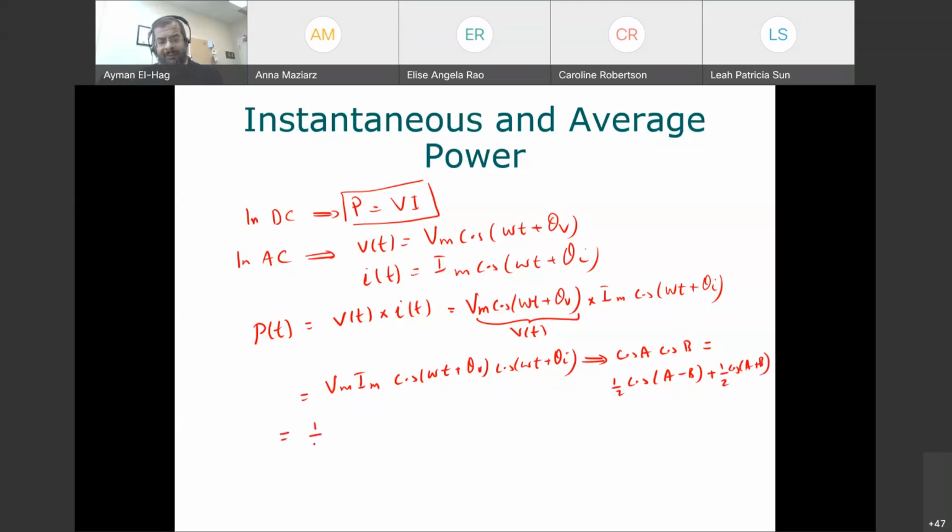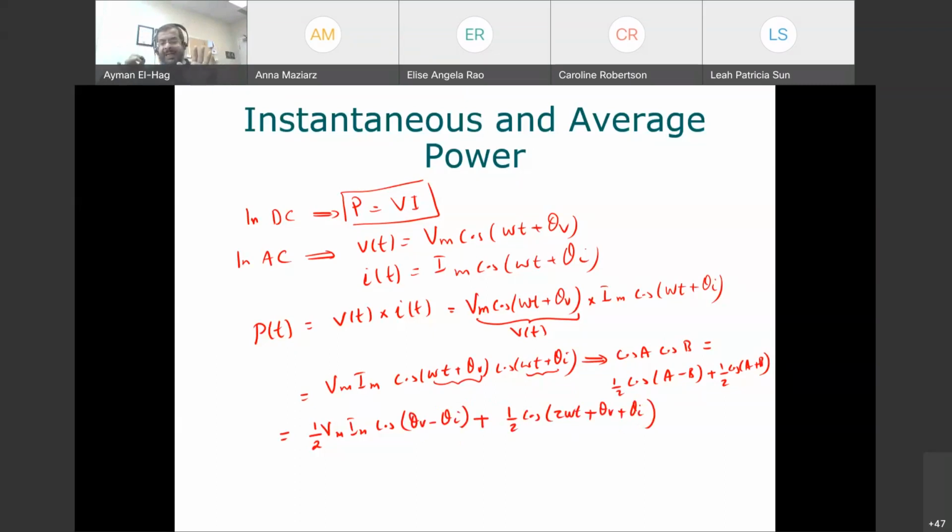So we apply the same thing here. We'll have 1/2 Vm Im cosine. Now we subtract this angle from this angle: omega t plus theta v minus omega t plus theta i. So omega t will cancel, and we will have theta v minus theta i, plus 1/2. Now we add omega t plus theta v plus omega t plus theta i. So this becomes 2 omega t plus theta v plus theta i. So this is the instantaneous power.